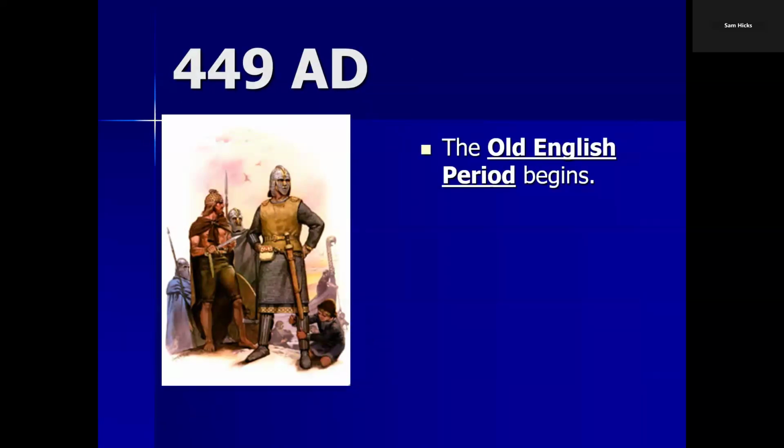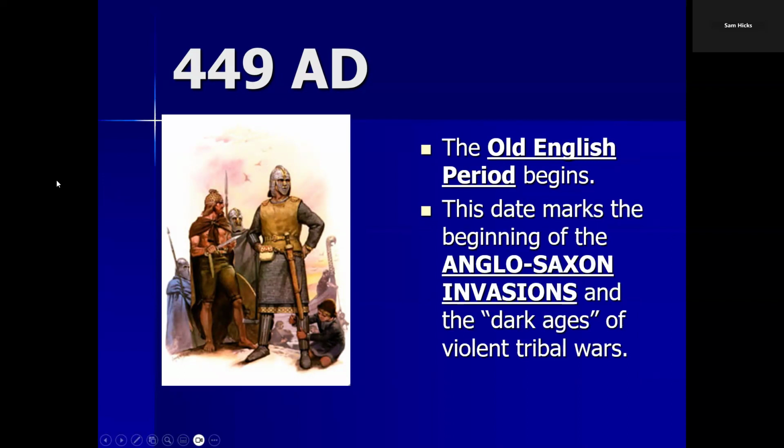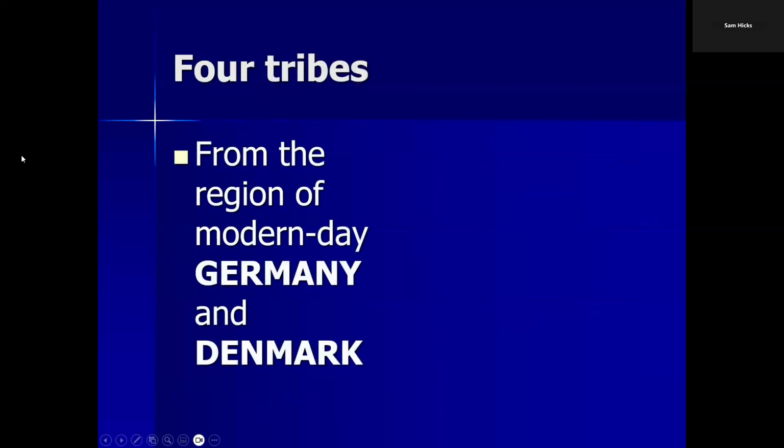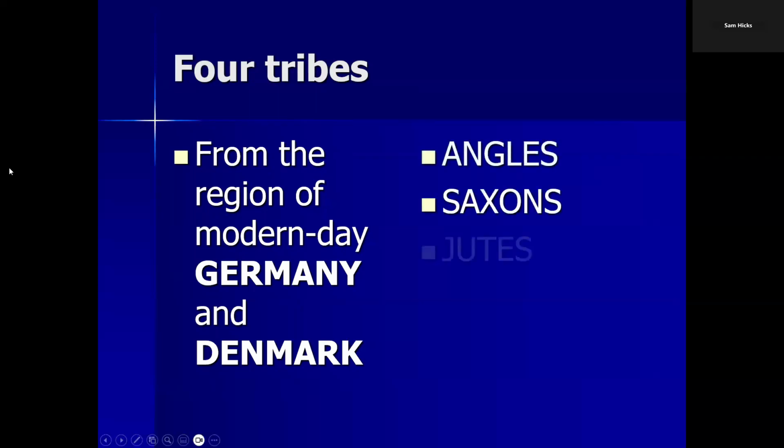Right. So this is where we get into English, 449 AD, and we call this Old English. 449 is when the Old English period started, because it marks the beginning of the Anglo Saxon invasion. There are 4 tribes from Germany, Denmark. They were the Angles, the Saxons, the Jutes, and the Frisians.